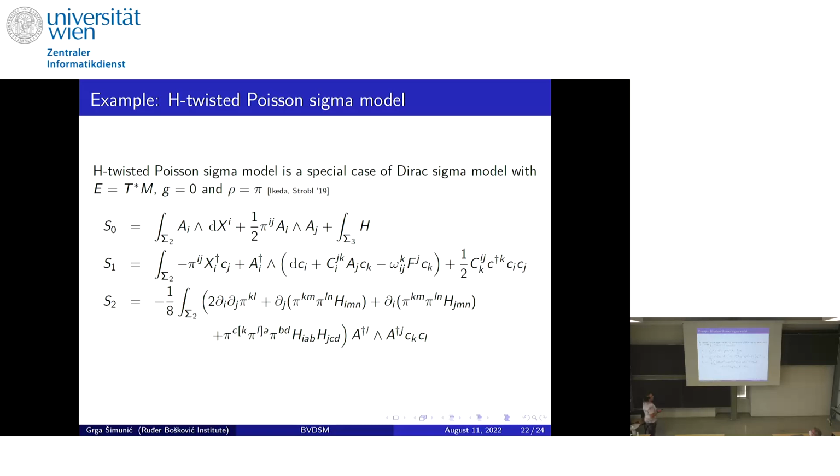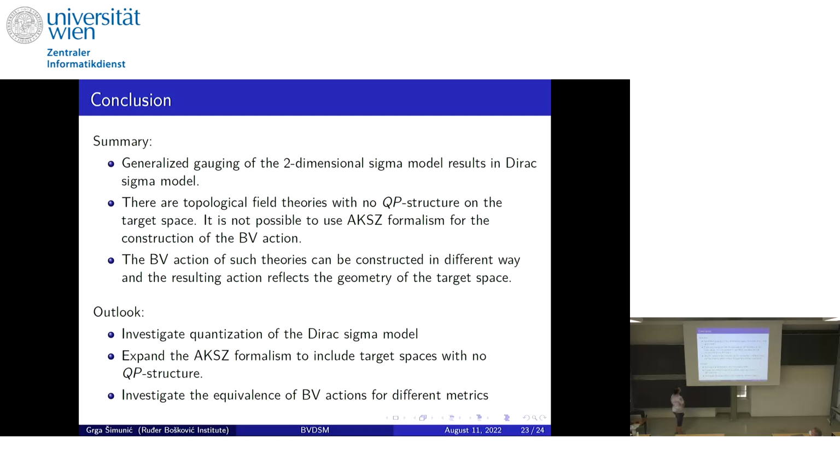Okay. So, to conclude, what did we actually show here? So, first thing to note is that the generalized gauging of the two-dimensional sigma model results in the Dirac sigma model. Okay, that is not really a new result, but I just presented it to have a nice summary.